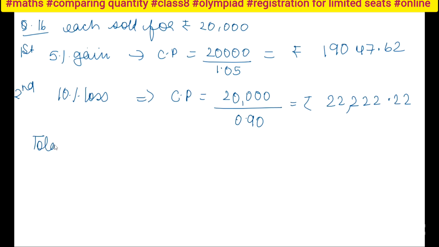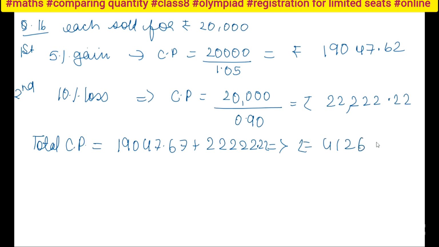Now what will be my total CP? I will add these 2 amounts, beta. I will add these 2 terms, 19,047.62 and 22,222.22. So what will I get? I will get rupees 41,269.84.